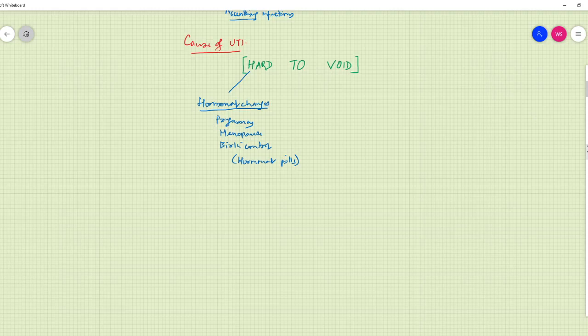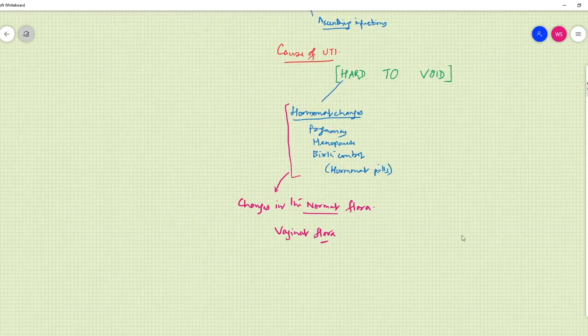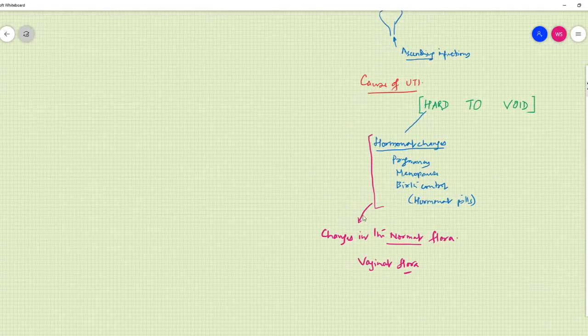So what's the significance of changing the hormones? So these hormonal changes can lead to changes in the normal flora. Okay, in this case we are talking about the vaginal flora. Okay, so in most of our discussions on UTI, we are going to talk about the females now.